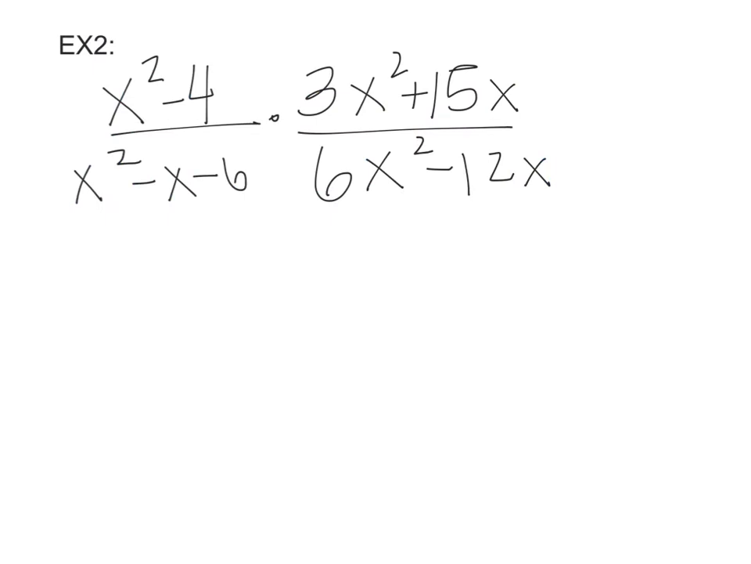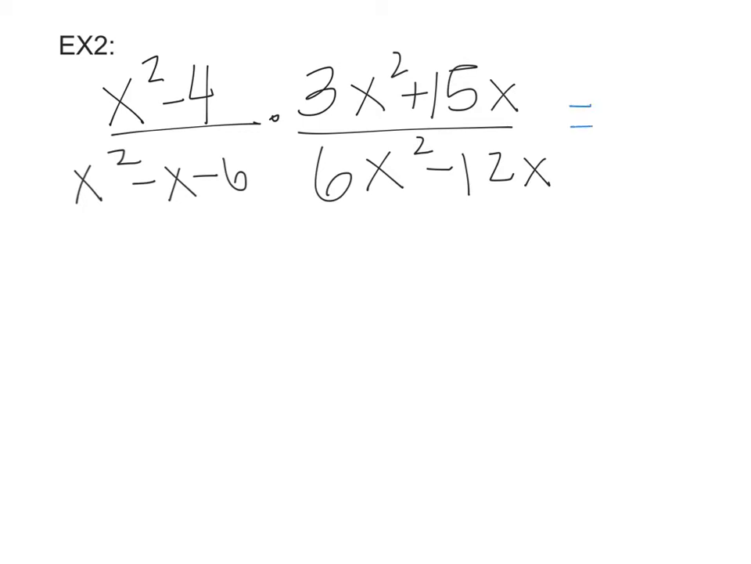Okay guys, here we have example 2. One thing I want you to notice is that now these are not monomials. I have binomials and trinomials, which means I have to factor. Remember, I can't just start crossing out numbers that look the same or variables that look the same. Everything has to be multiplied in order to be divided.